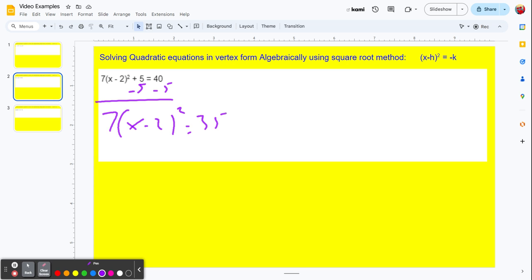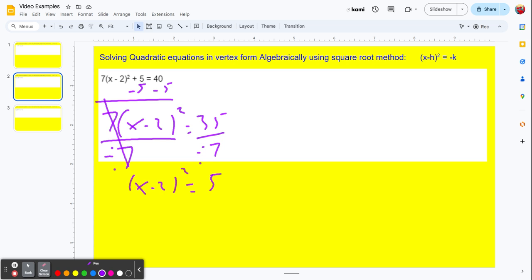But we don't want to do that. What a mess. So how do we undo the multiplication? That's right, we're going to do division. So we're going to divide by 7 on both sides, because 7 over 7 becomes 1. So now we have (x minus 2) squared equals 35 divided by 7, which is 5.